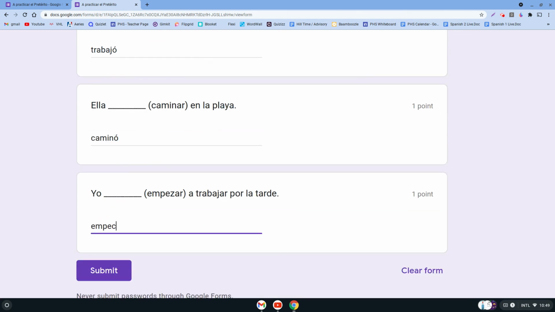Yo empecé a trabajar por la noche. So empezar is a zar verb, and those ones in the yo form only, the Z changes to a C. Don't forget the accent mark. All right, let's see how we did.